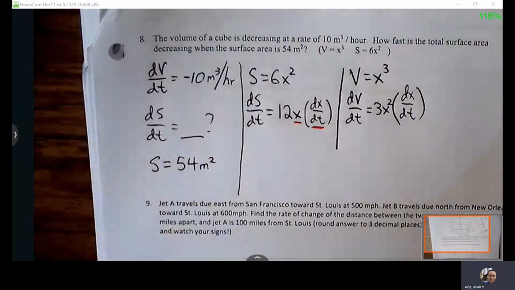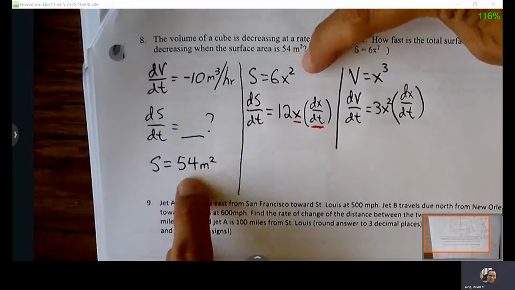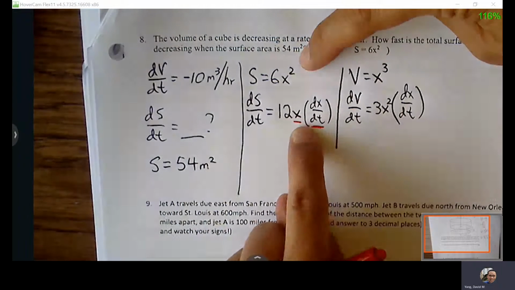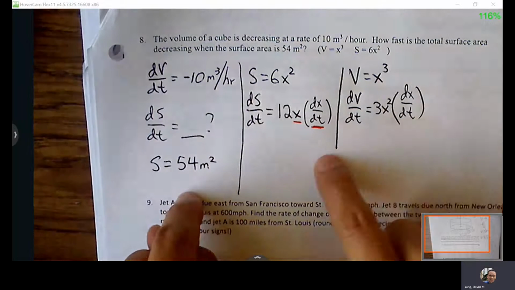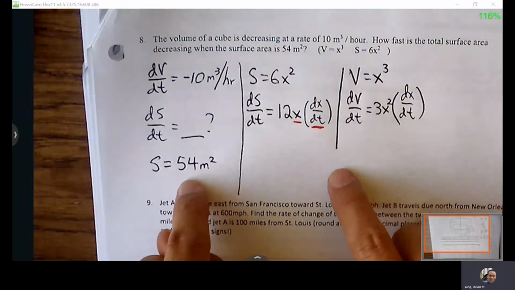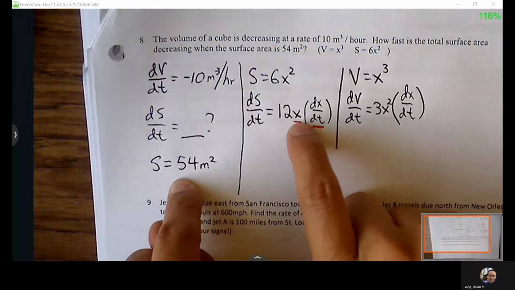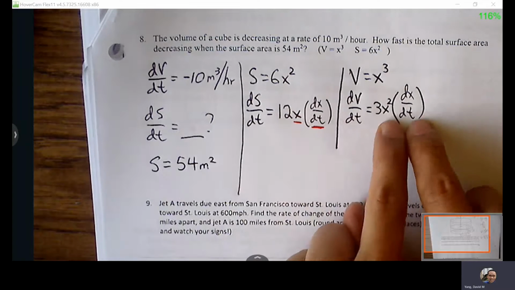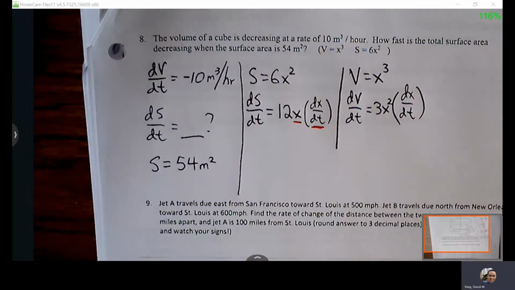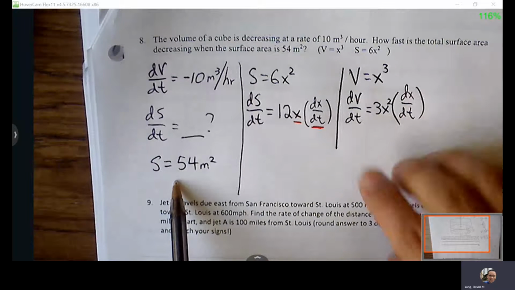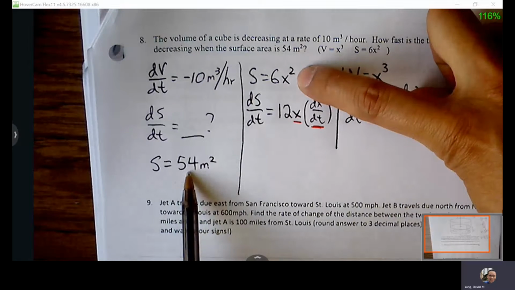You can find x by plugging in S for 6x squared, and then from there you can use the volume formula. Good. So we see that connection, right? See that connection there. So S is going to help lead us towards finding x. And then that x is going to help us towards finding dx/dt. We have all this information at our disposal. Okay. So I'm going to start with S here. S equals 54. I know I can gather that x variable.